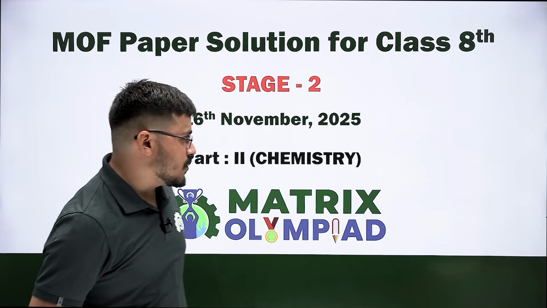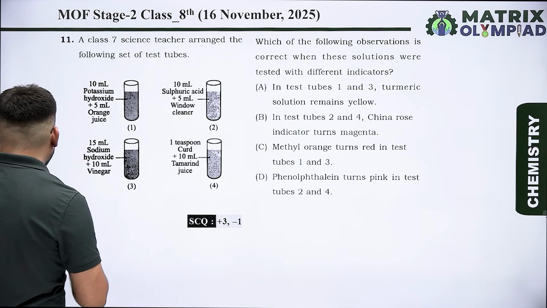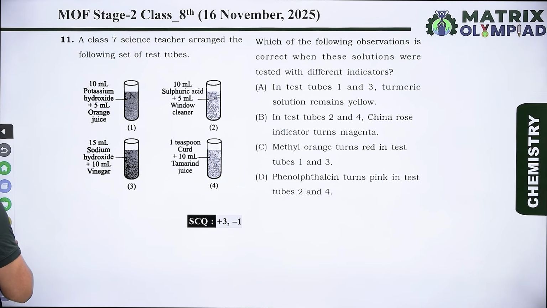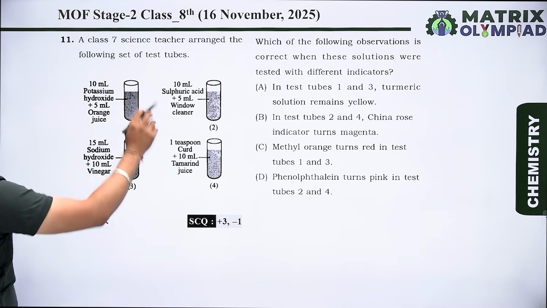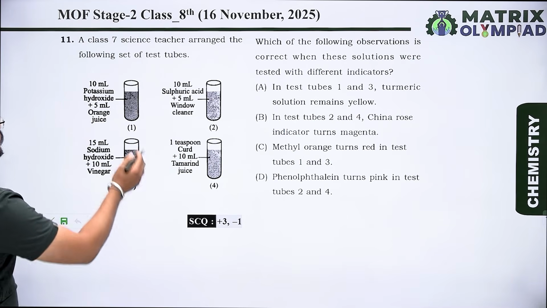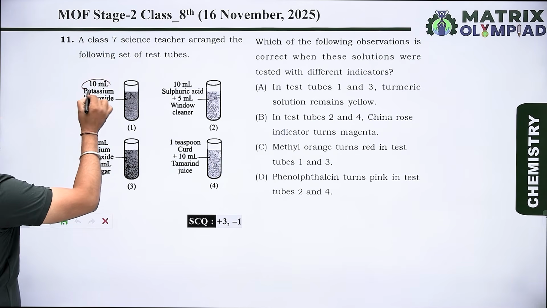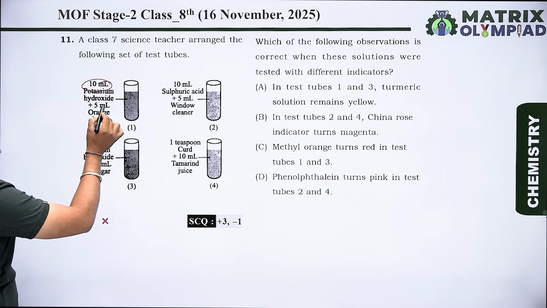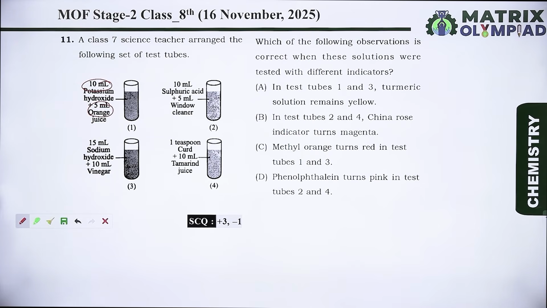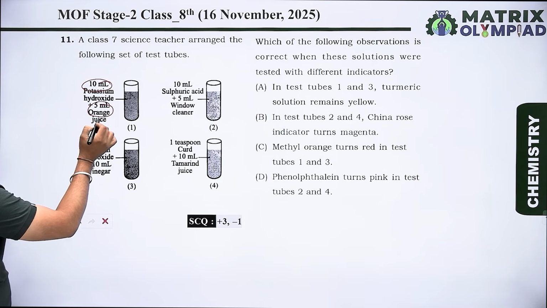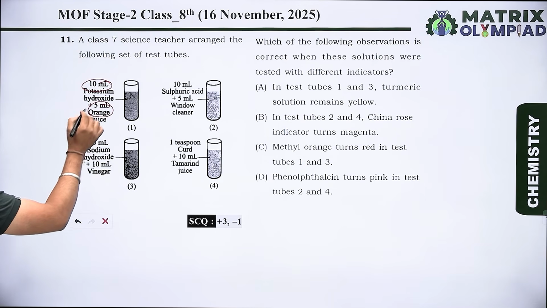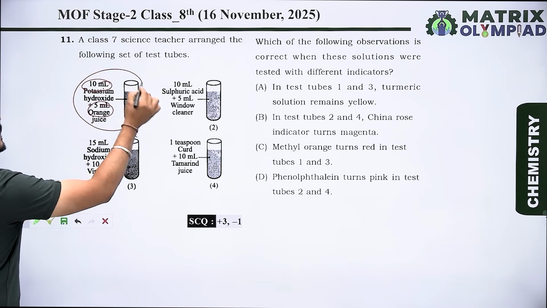Let's start our questions. Question number 11: a class 7 science teacher arranged the following set of test tubes. In the first picture you can see 10 ml of potassium hydroxide and 5 ml of orange juice added. We know very well potassium hydroxide is a base and 5 ml orange juice is acid. So it will form a basic solution.